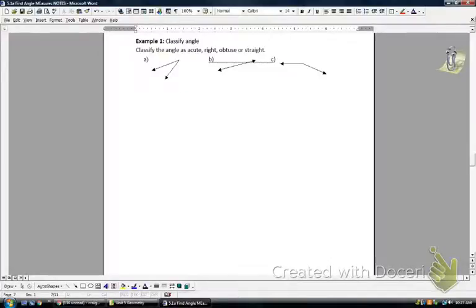Our first example is classifying angles, and it says classify the angle as acute, right, obtuse, or straight. You probably don't need me to do this. You can pause the video and do this yourself. Go ahead and label those, and I will do so as well. The first one is smaller than 90, so it's acute. The second one makes a straight line. It's a straight angle. And the last one is bigger than 90, so it's obtuse.